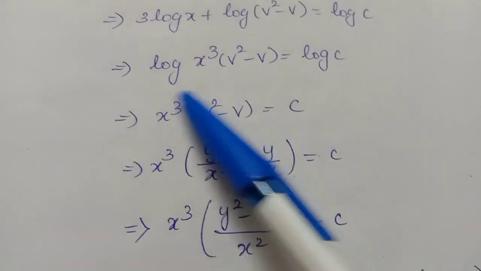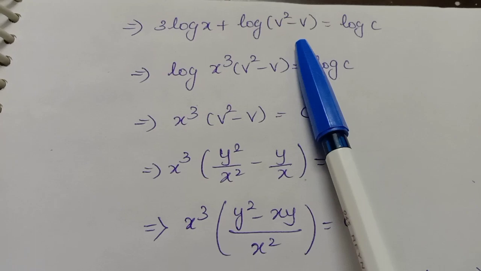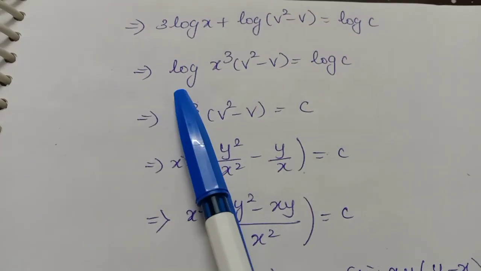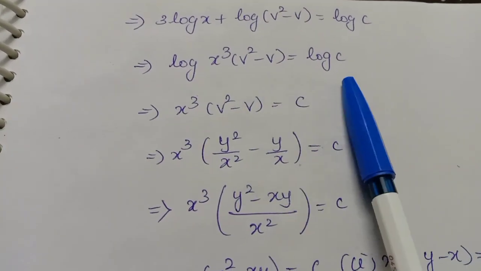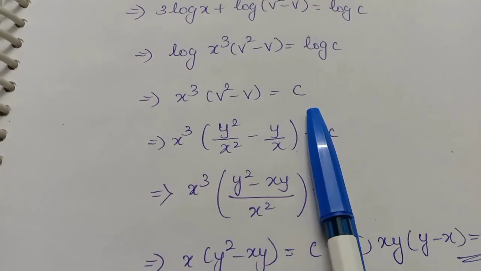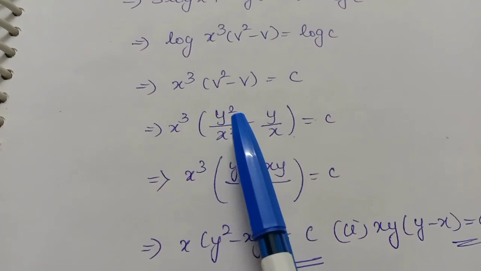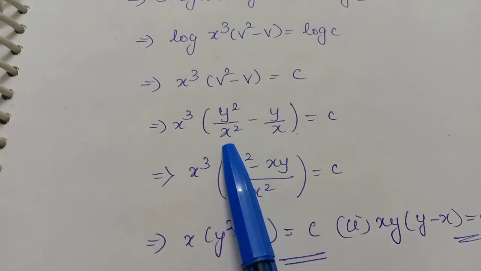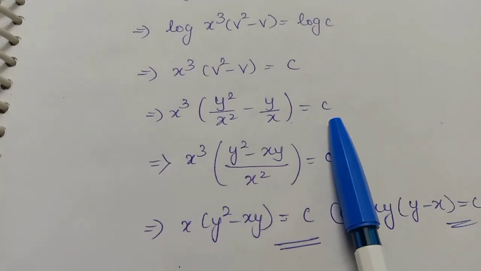So 3 log x plus log (v squared minus v) equal to log c. So log of x cubed into (v squared minus v) equal to log c. So what we get? x cubed into (v squared minus v) equal to c. But v is equal to y by x. So x cubed into (y squared by x squared minus y by x) equal to c.